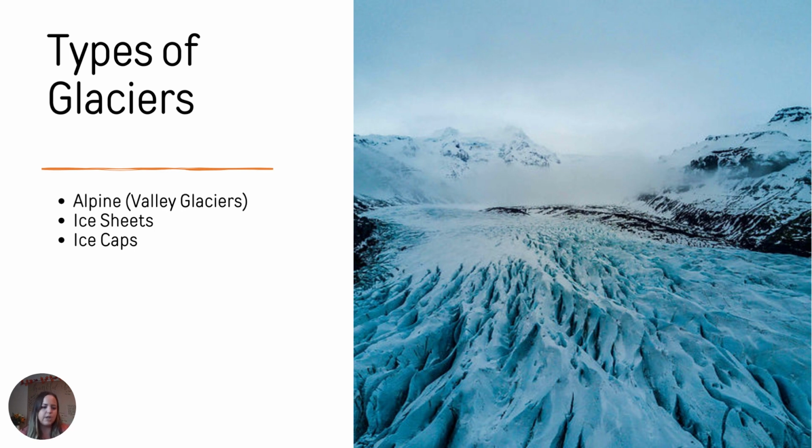So throughout this, we're going to talk about the different types of glaciers. We're going to look at three basic types. There are some combination glaciers that we do see, and in some areas, we have multiple of these types of glaciers. So we might see alpine or valley glaciers, ice sheets, and ice caps.